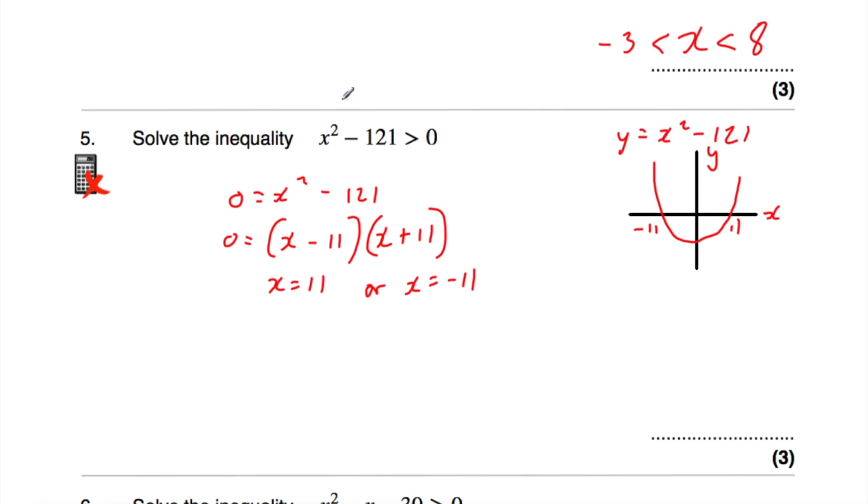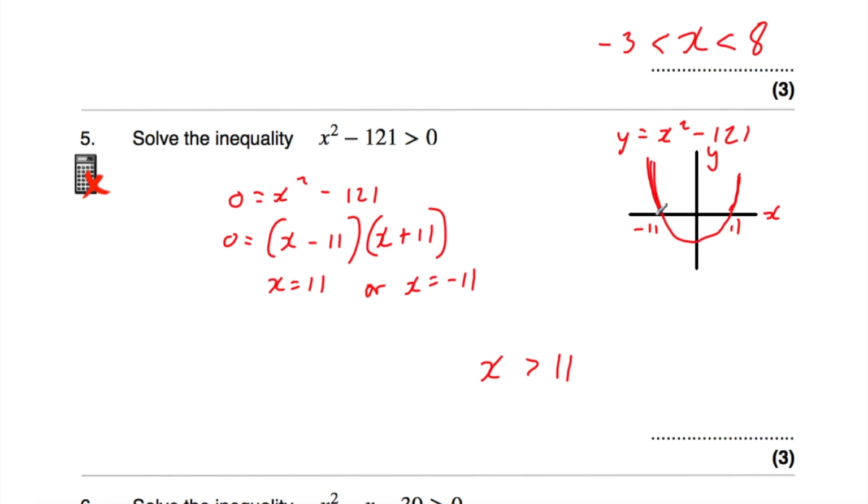Now in this question we've been asked to solve the inequality x squared minus 121 is bigger than 0. In other words, when is this quadratic graph above the x-axis? Well, if we have a look here, we've got this part. So this part here, whenever x is bigger than 11, any value of x that is bigger than 11, if you substitute it in here, you get a positive answer. So x is bigger than 11. So that's that part.